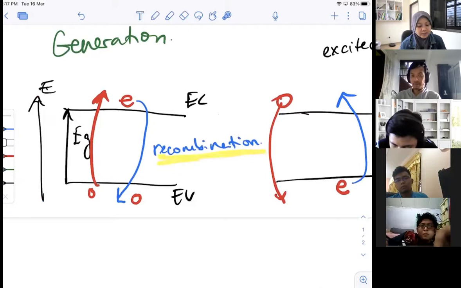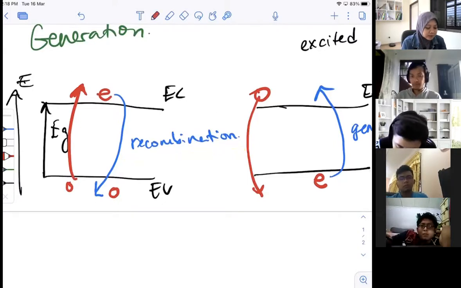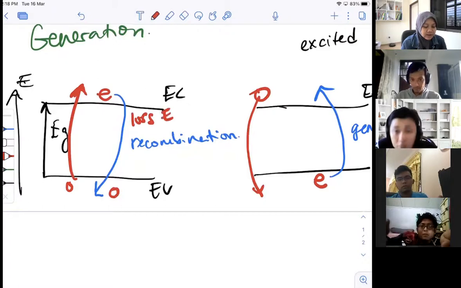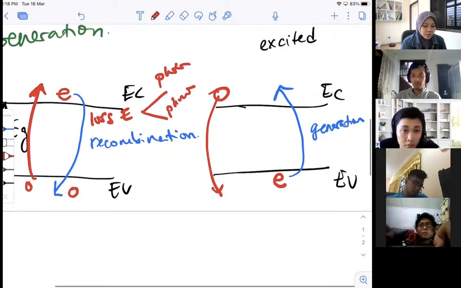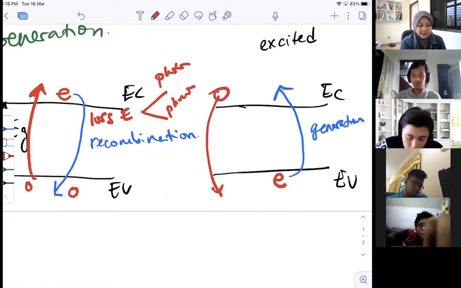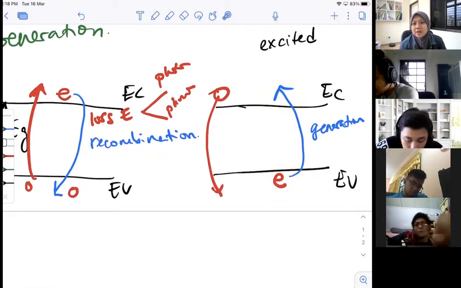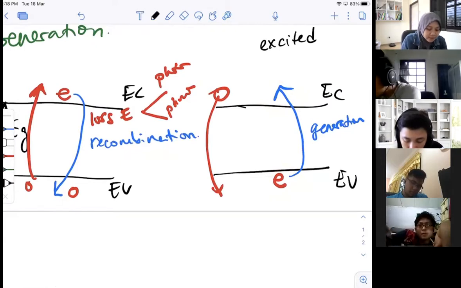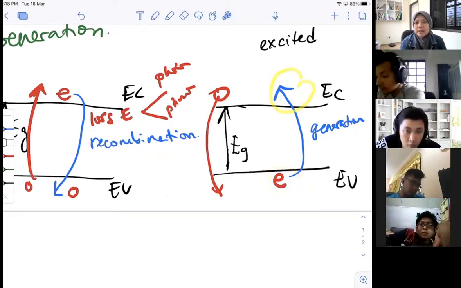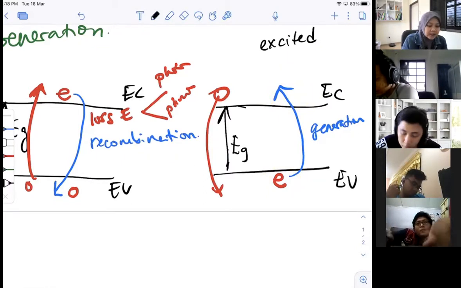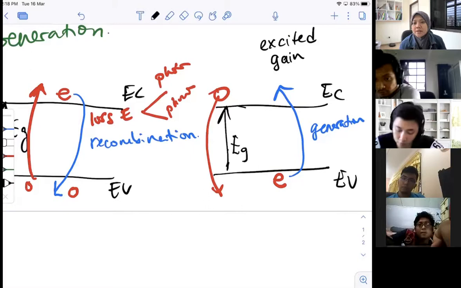If we want to lose free carriers, we go through the recombination process. Recombination loses energy, and it can lose energy in two types that were mentioned before, photon and phonon. While generation does not lose energy, it gains energy. So this electron, in order to be excited to the conduction band, must get some energy, because it is at lower energy. This is the band gap. In order to go to the conduction band, it must gain energy.